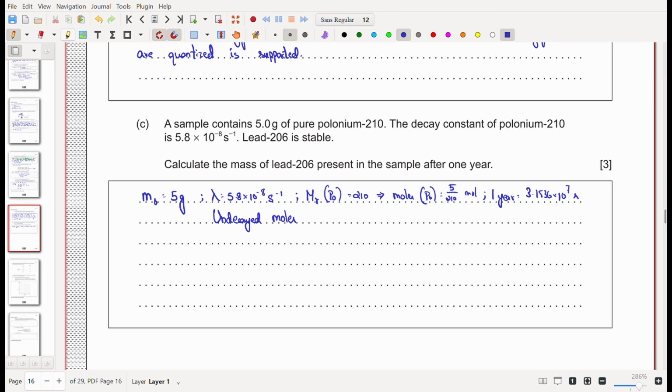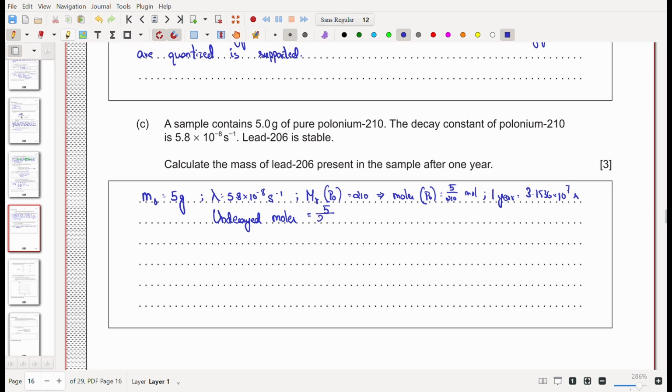Undecayed moles, rather, not mass. Since we are working with two different nuclei, it's better to work with moles rather than grams, so that we can easily convert between them, since 1 mole of your reactant will form exactly 1 mole of your product. Chemistry students, you might be familiar with this. Physics students, not as much, but the concept still holds true.